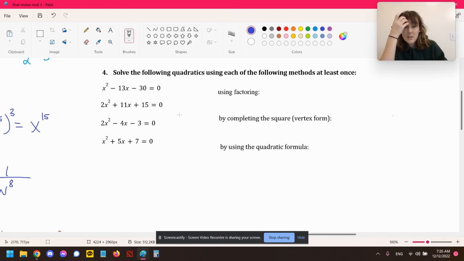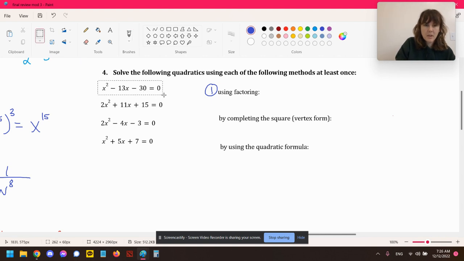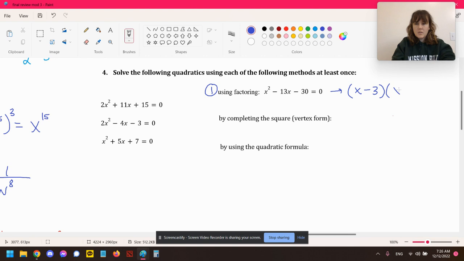The first thing I want to do here is look through this list. I want to pick which one I'm going to factor first. I think factoring is the most restrictive, right? Factoring works on the fewest number of these. So I want to pick the one I want to factor with first. I'm going to pick this one because I think I can do it.